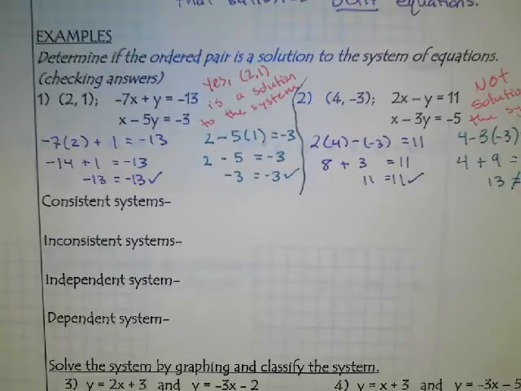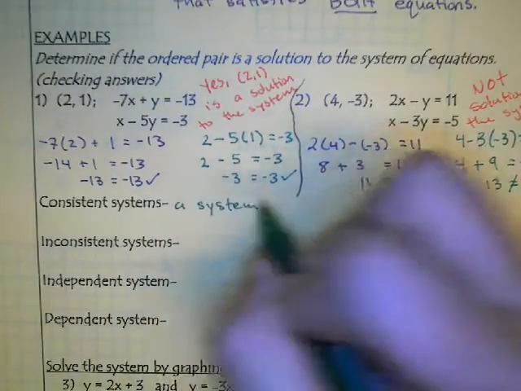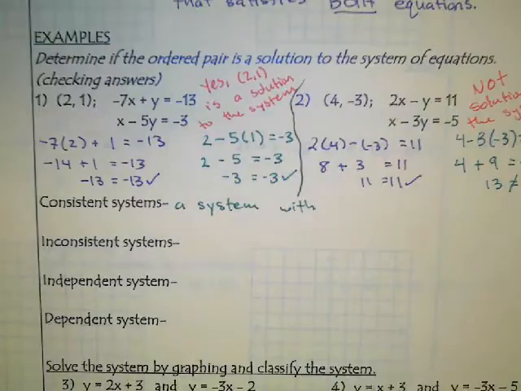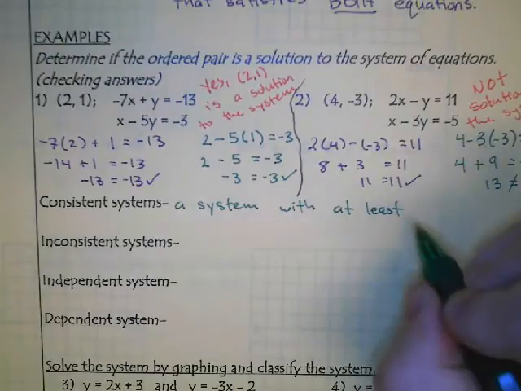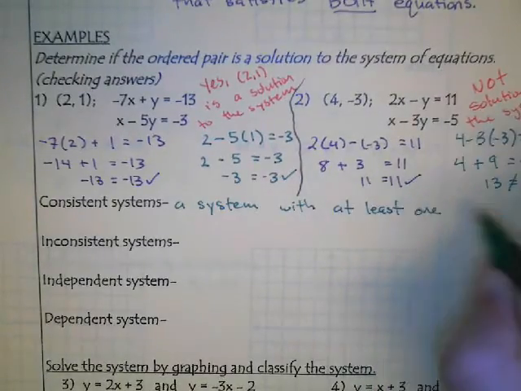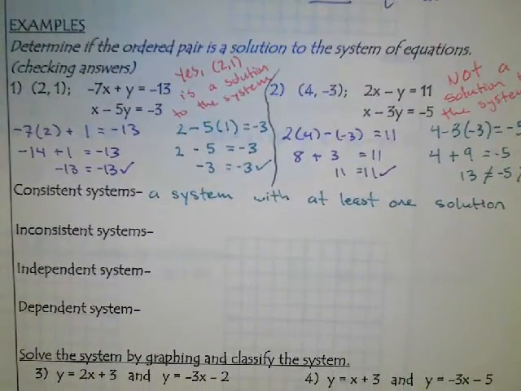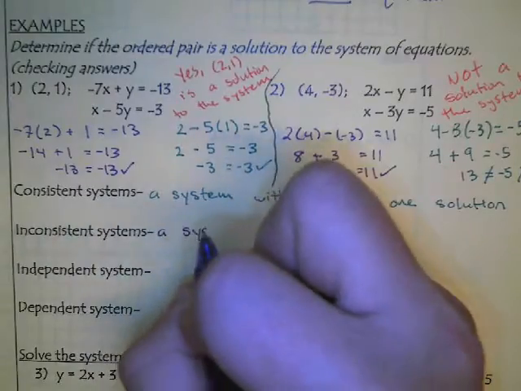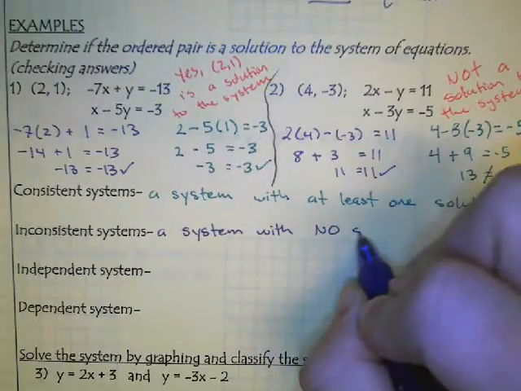Okay, so let's get some definitions. A consistent system is a system with at least one solution. So if it has one or more solutions, it's a consistent system. Inconsistent is a system with no solution.